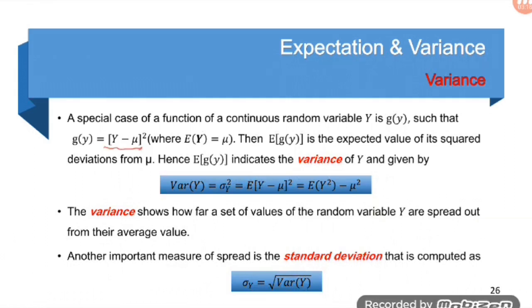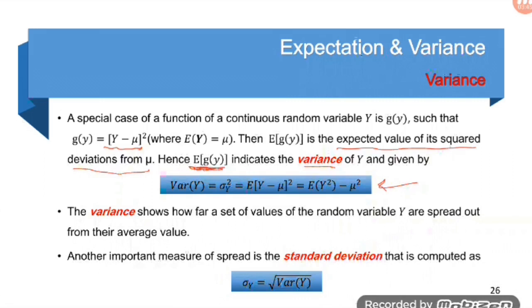are the squares of the values of y from its mu, or the square of the distance of y from mu. Then the expected value of this function, in fact, expresses the expected value of its squared deviation from mu. Hence, this expected value indicates the variance. And we can measure this by this formula. In fact, this is the same formula that we have studied in the discrete random variable.